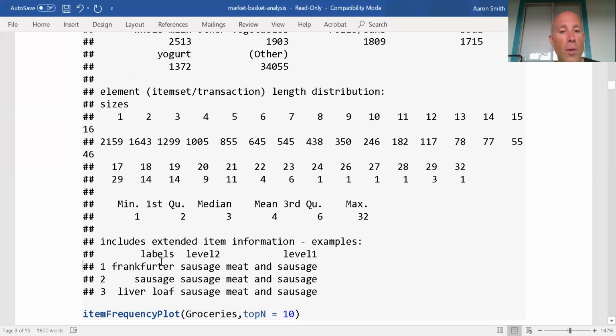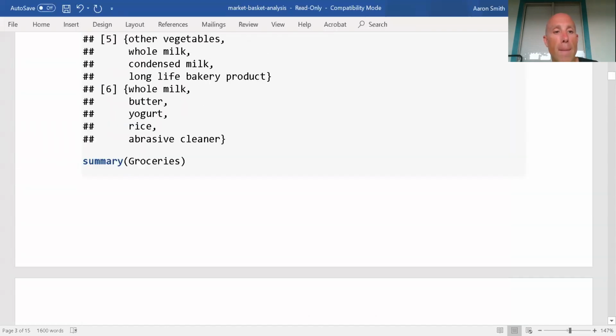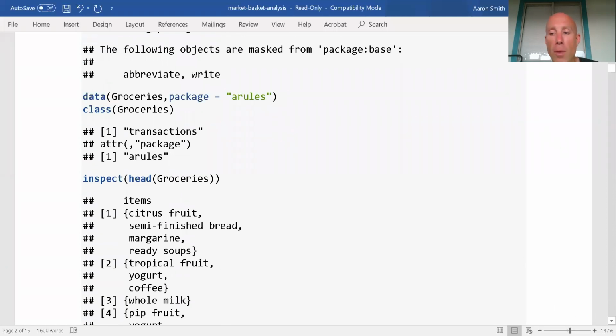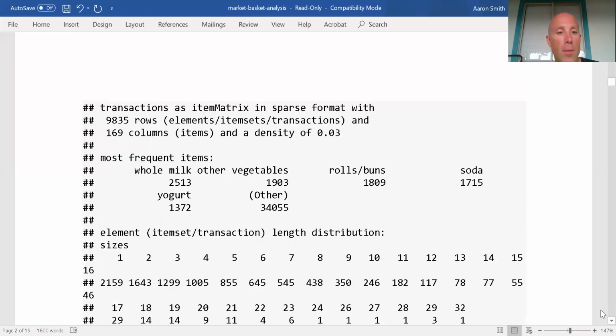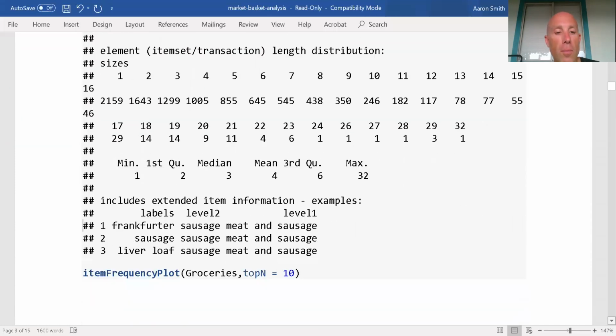And so here we talk about frankfurters, sausage, meats, and liver loaf. We'll look at the code that brought that up real quick. Oh, that just came out from, it's just part of the summary function.